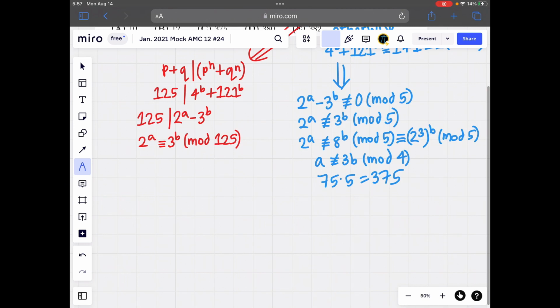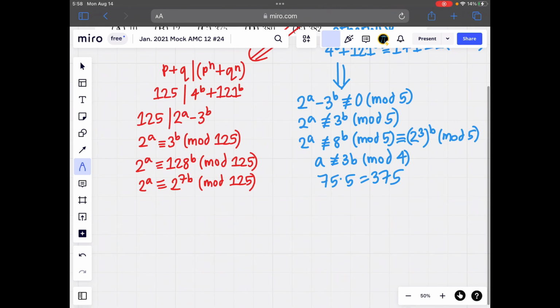So why not just turn that 3 into a 128, which is 2 to the 7th? So then 2 to the a is congruent to 128 to the b mod 125, same thing. 3 to the b and 128 to the b are the same thing in mod 125. And this means that 2 to the a is congruent to 2 to the power of 7b mod 125. And now the first value of a greater than 0 for which 2 to the a is congruent to 1 mod 125 is 100.